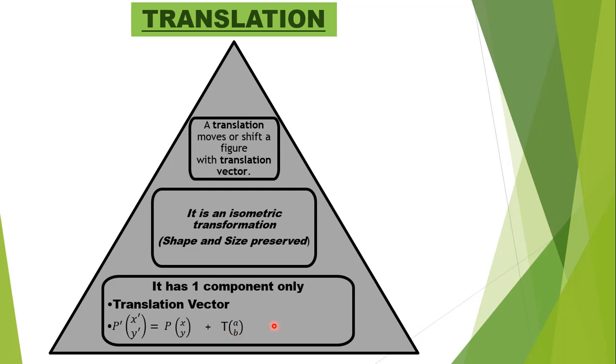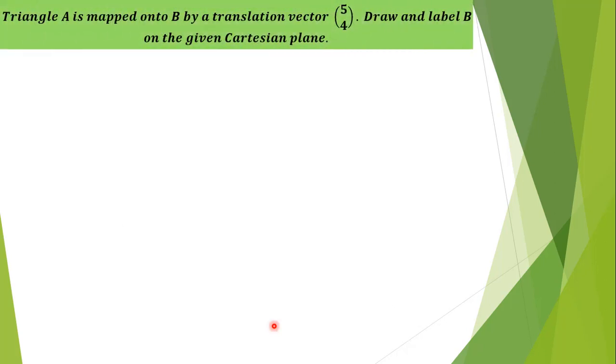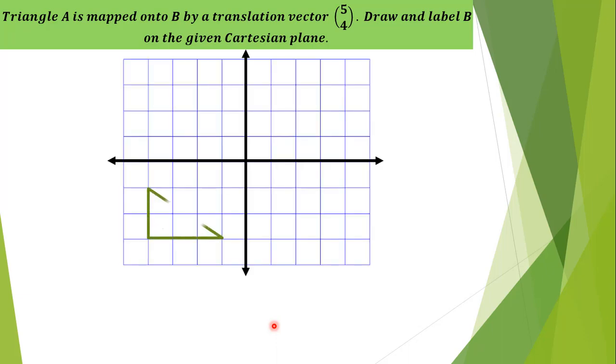Dear students, let us dig deep into the translation topic of transformation by considering some important examples. Consider a triangle A which is mapped onto B by a translation vector (5, 4). You have to draw and label the triangle B on the given Cartesian plane.